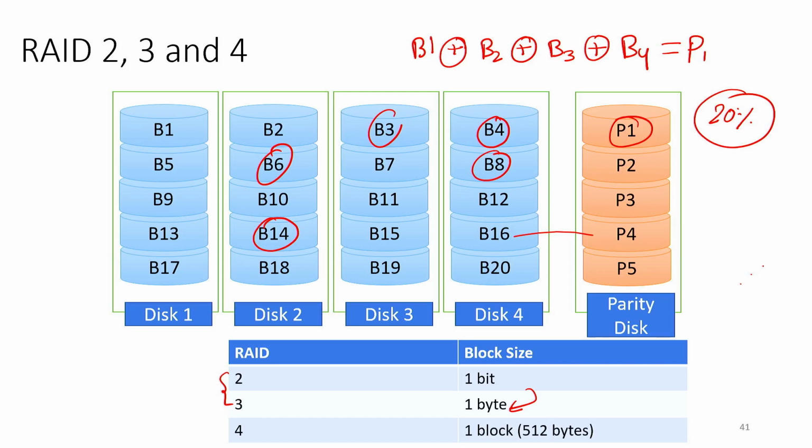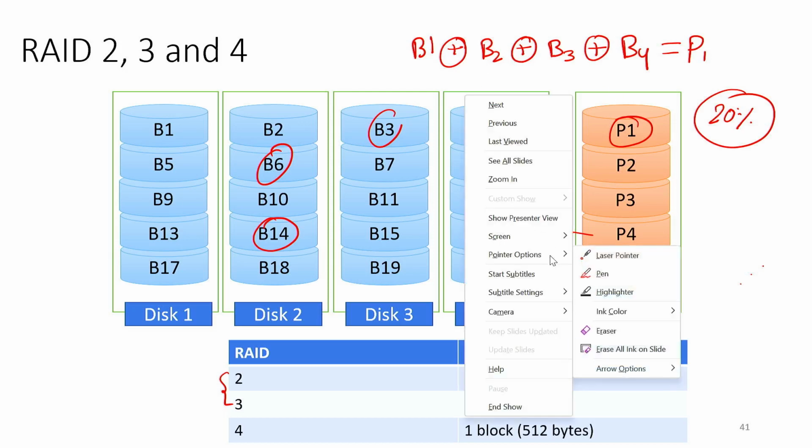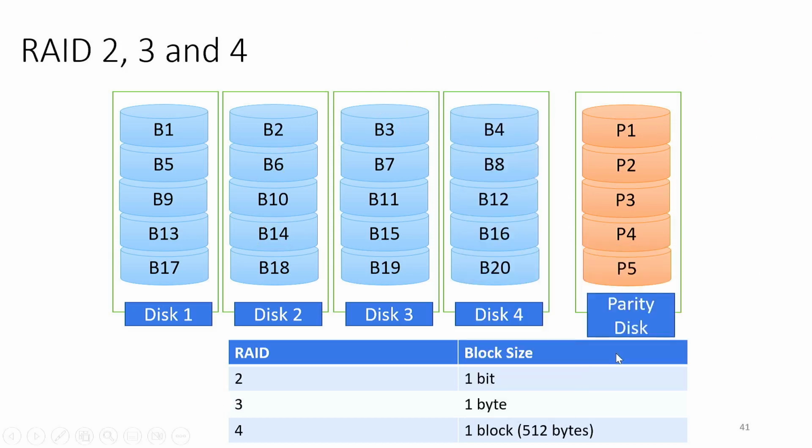Now let's look at writing. Writing is not as simple as what you think it is. So let me first clear up the screen, because writing is definitely not something which you and I would like. Let us say we replace B3 with this, so let's say this becomes B3 dash. There is no reason to read the rest of the blocks and recompute the parity, right? That is not required. Just in case you are thinking that is required, that's not required.